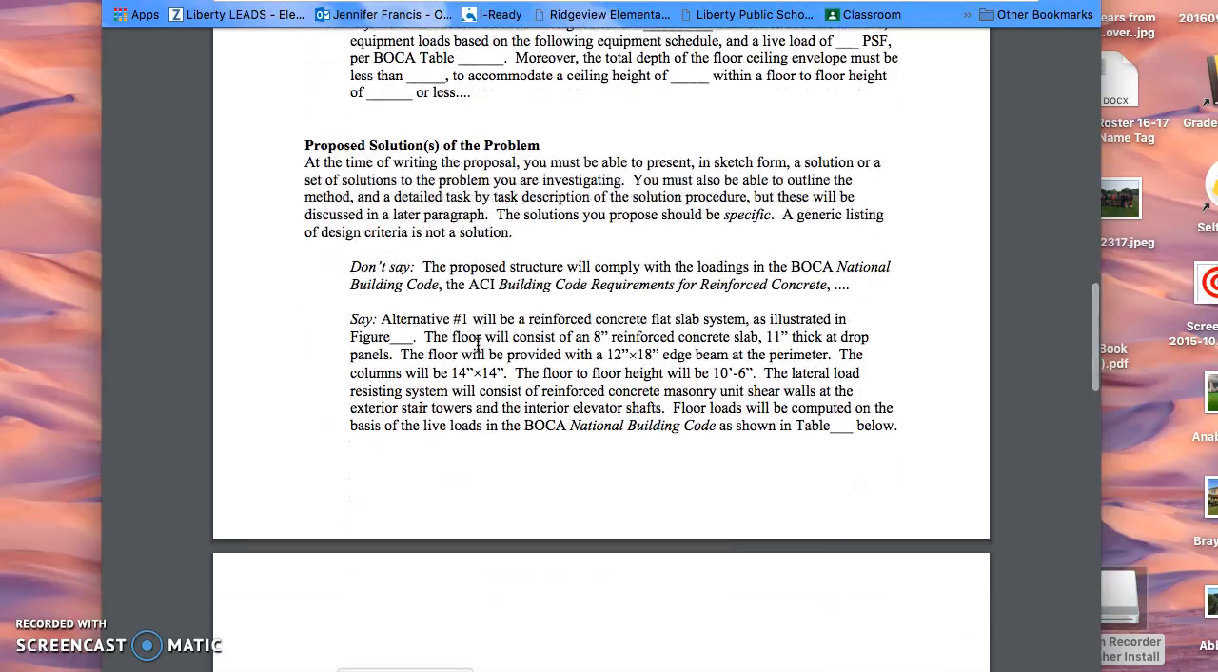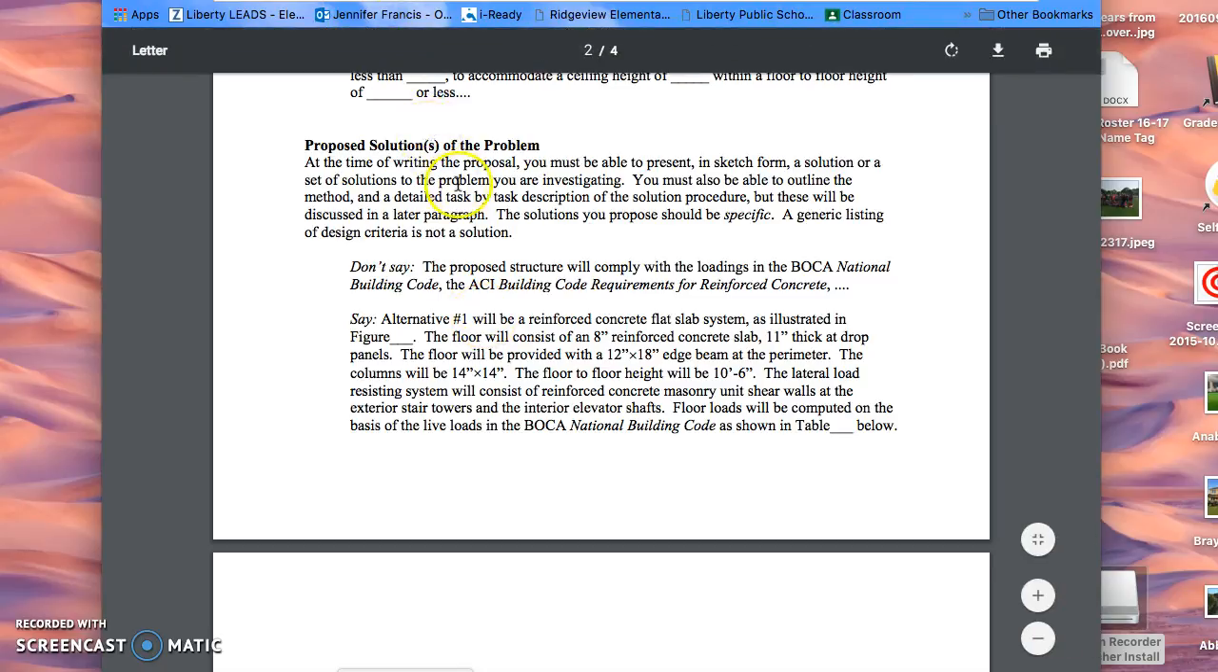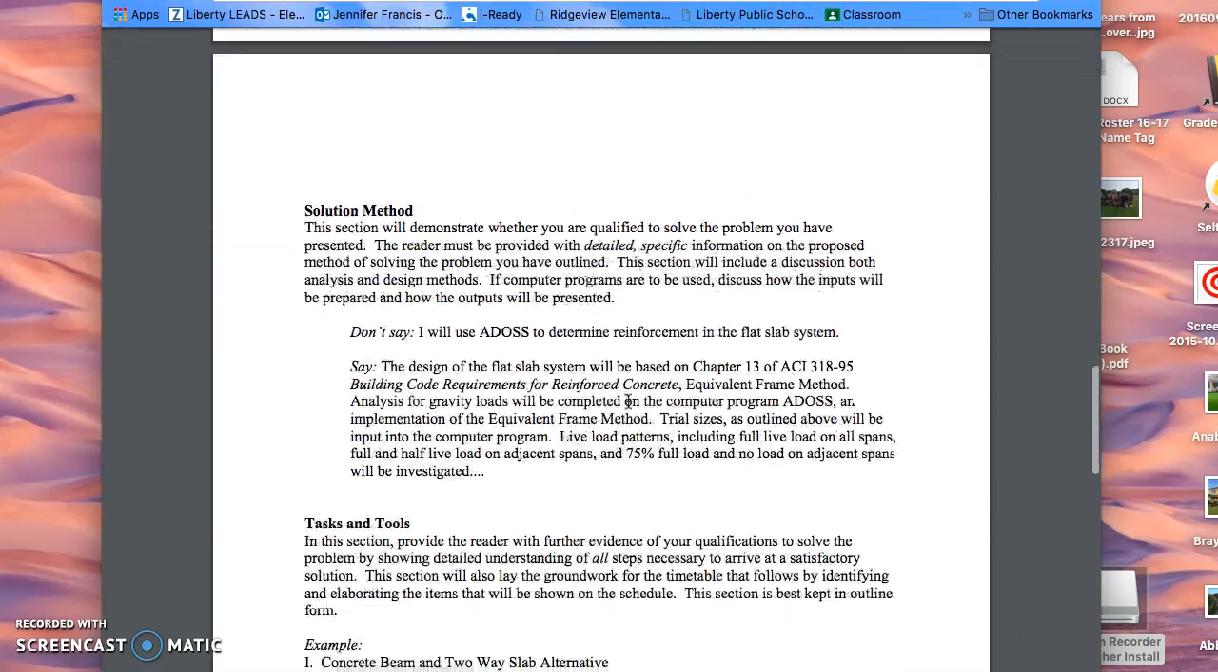Now, their solution, the same way. They give factual evidence. So at the time of writing the proposal, you must be able to present a solution or a set of solutions to the problem you are investigating. The solutions you propose should be specific. Very important.